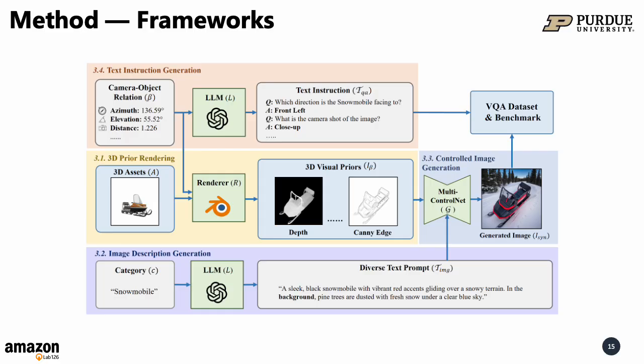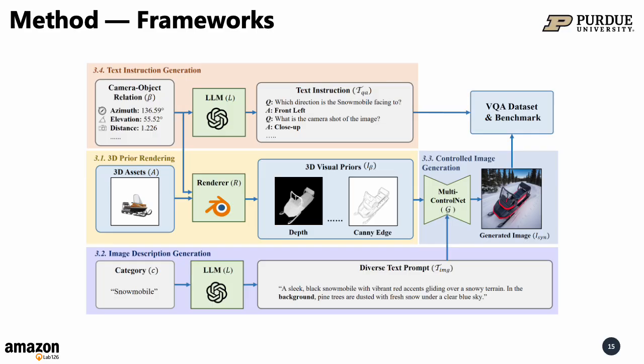Second, diverse image description generation. We give GPT-4o instructions to generate visual prompts including background context and object appearance descriptions. These are used to guide the stable diffusion image generation. Third, controlled image generation. We utilize DMs to generate photorealistic images given comprehensive visual priors.